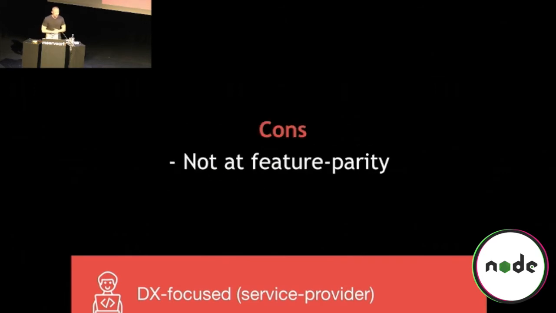I think the cons at this point is these are not yet at feature parity because these are just abstractions on top of something that is very complex underneath. We're not able to keep up with all the different feature sets. And a lot of these are new. Amplify is new. That plugin's fairly new. There's just not everything that you would be able to do directly from the service provider level or using some of these config-based abstractions, these DX-focused abstractions.